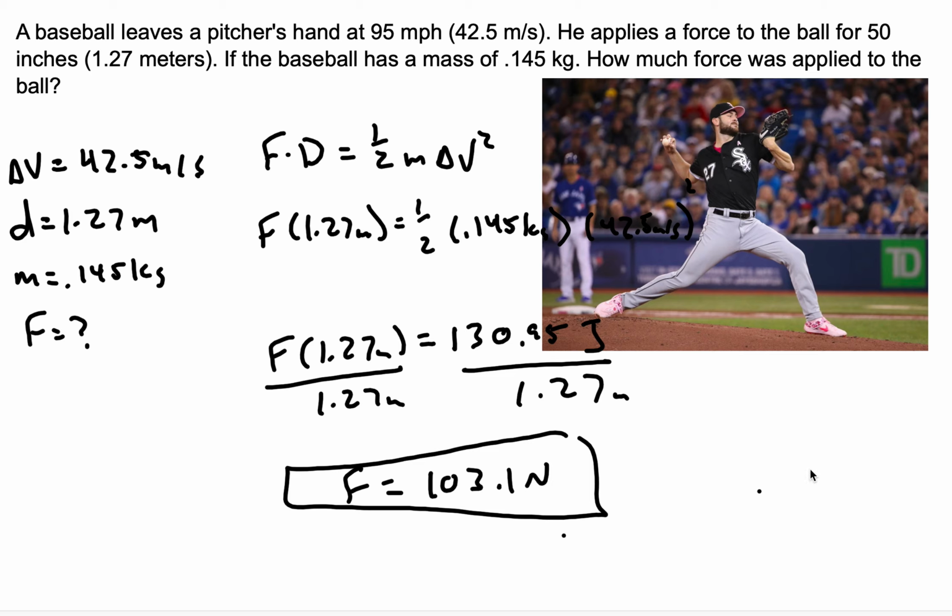So anyway, that is the work energy theorem. That's work, that's energy.